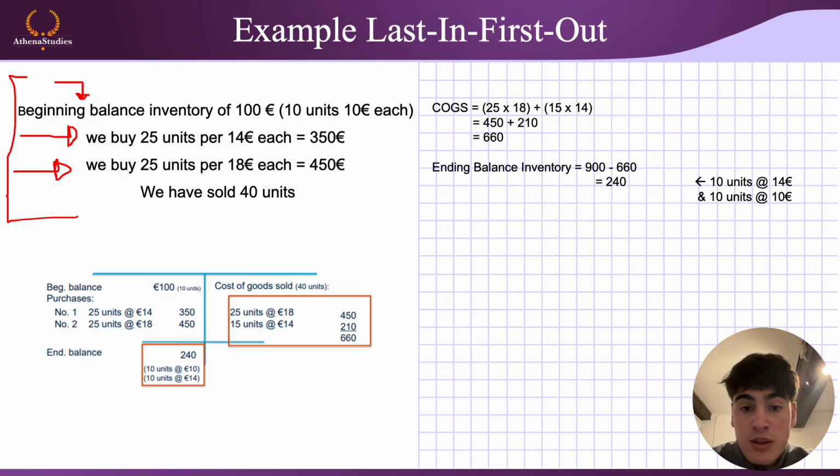So we will be selling 25 units for 18 euros each, and we will also sell 15 more units for 14 euros. As we can see, we can sum up the quantity and we have 660. For the ending inventory balance, we do the same again: 900 minus 660, which is equal to 240. And we can see all of this reflected in the image on the left side. Okay?